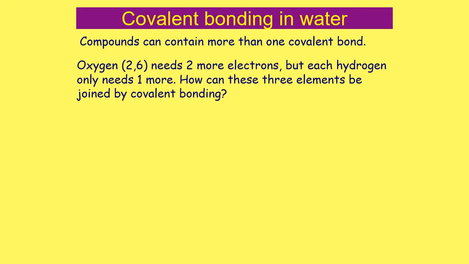Oxygen has an electron arrangement of 2, 6, which means it has 6 electrons in its outer shell and will need 2 more electrons. Hydrogen has 1 electron in its outer shell, but its outer shell can only hold 2 electrons, so each hydrogen only needs 1 electron. So how do we solve this problem so that all the elements are happy, stable, with a full outer shell?